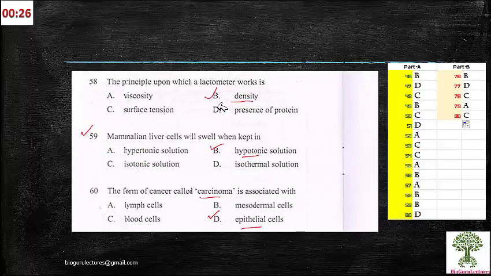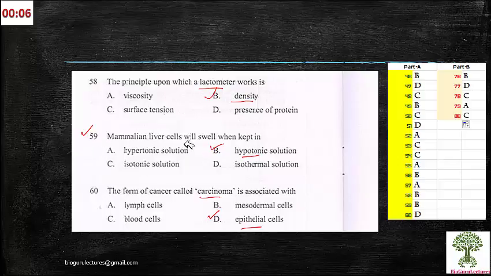Next, 58th one, the principle upon which a lactometer works is density. You might have seen a lactometer when the farmer brings milk to the collection center. Generally, it will be tested with this lactometer. It will be floating on the milk. Depending on the floating amount, he decides whether the milk is mixed with water or not.